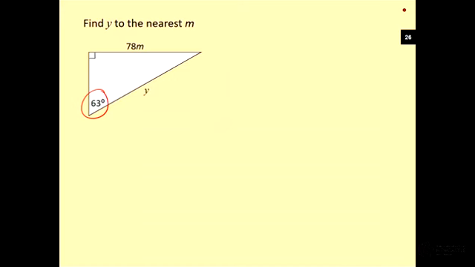Sine, I know also, you can say sin. We've just taken the E off, we've just shortened them all to three letters. So it's sine, and cos is cosine, and tan is tangent, but just sine, cos, tan, that's all we need. Sine of my angle equals opposite over hypotenuse, 78 over y.